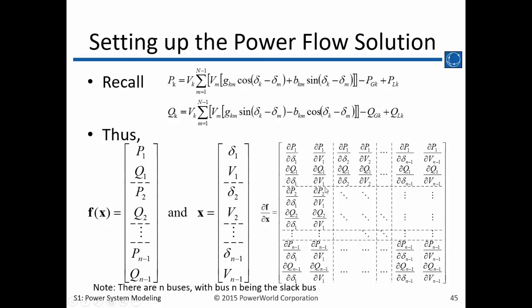We basically have each section of the matrix for one set of power flow equations. We divide it out into 4 different derivatives of the power equations. So we have the derivative of the real power equations with respect to delta and V, and the derivatives of the Q equations with respect to delta and V, and we have that for every bus. So there are n buses, with bus n being the slack bus. This is how we define the Jacobian.